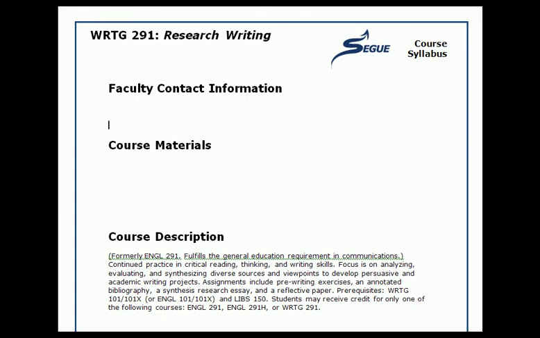The first document for the Writing 291 COG is the syllabus, and it contains the new course description and the new course title. Research Writing is the new course title. And this course description, as you can see on your screen, is continued practice in critical reading, thinking, and writing skills, focuses on analyzing, evaluating, and synthesizing diverse sources and viewpoints. Again, the emphasis on synthesis here continues in 291 that we touched upon in 101. Assignments include pre-writing exercises, an annotated bibliography, a synthesis research essay, and a reflective paper.